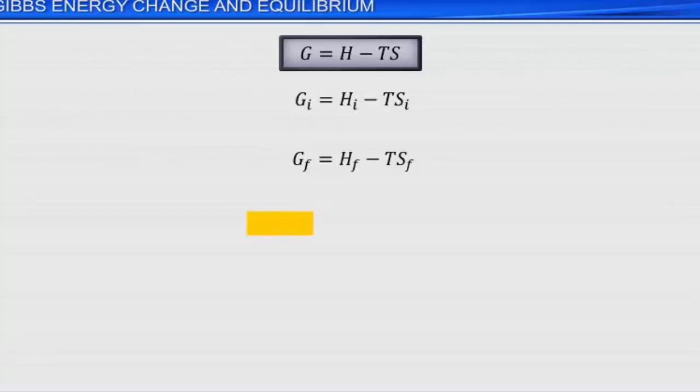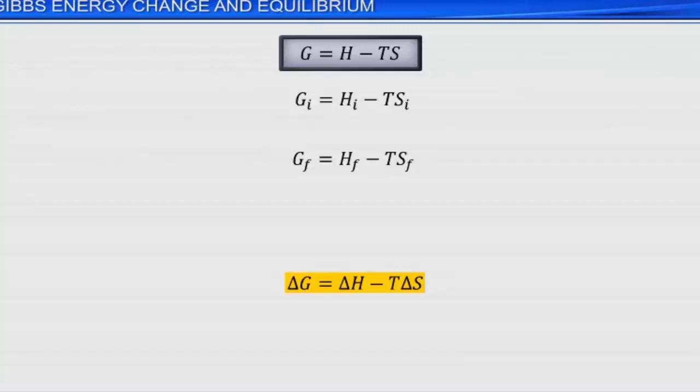Hf minus Hi, minus product of absolute temperature T and change in entropy S, Sf minus Si. That is, delta G equals delta H minus T delta S. This equation is known as Gibbs-Helmholtz equation or Gibbs energy equation. Let's see how Gibbs energy is related to spontaneity in irreversible reactions.